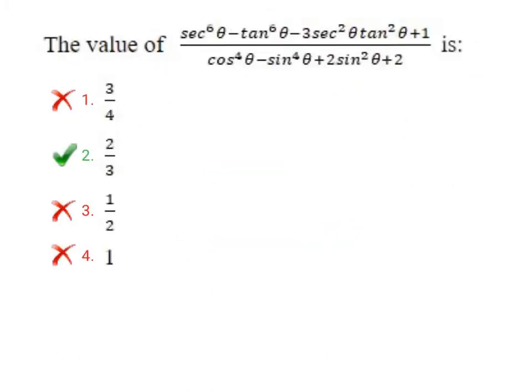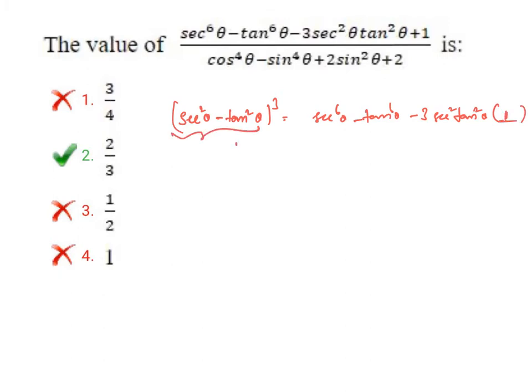Now it is asking you the value of secant to the power of 6 theta minus tan to the power of 6 theta minus 3 secant square theta tan square theta. First do the numerator. If I write (secant square theta minus tan square theta) whole cube, it will be secant to the power of 6 theta minus tan to the power of 6 theta minus 3ab into (a minus b), which is 3 secant square theta tan square theta. Here a minus b is nothing but again 1. So this entire thing becomes 1. So in this place this becomes 1. 1 plus 1, the numerator becomes 2.